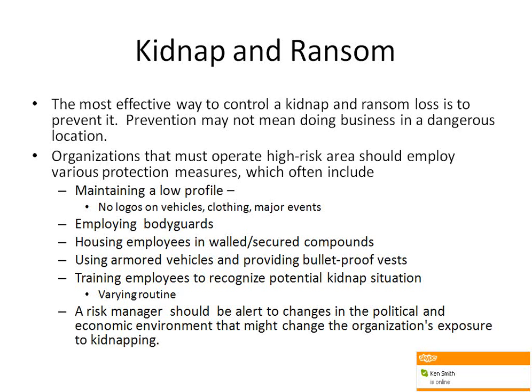Organizations that must operate in high-risk areas should employ various protection measures, which might include maintaining a low profile, no logos on vehicles or clothing, not going to major events, employing bodyguards, housing employees in walled or secure compounds, using armored vehicles, and training employees to recognize potential kidnap situations. Part of that might be varying the routine. If they have the same routine in certain locations, they'll know where to stop them at that one intersection. So do something different in the way they get to work.